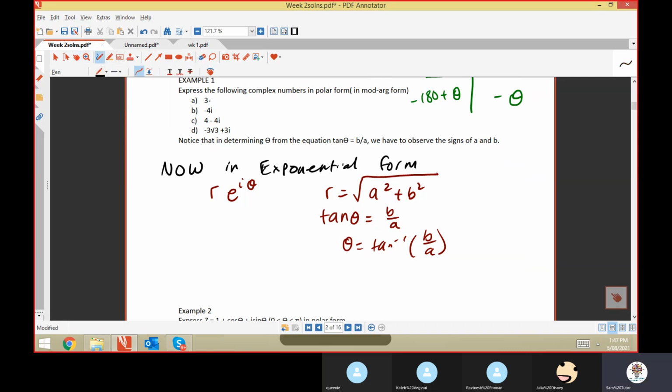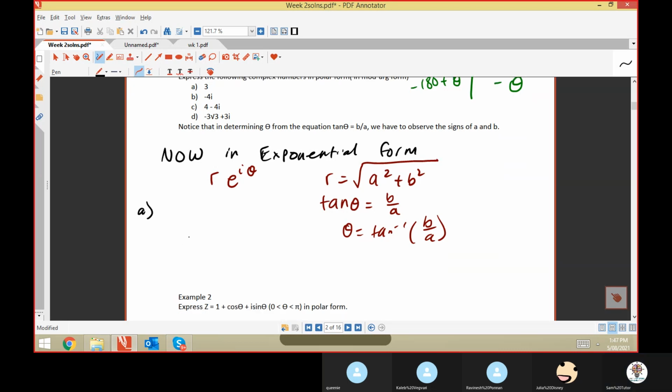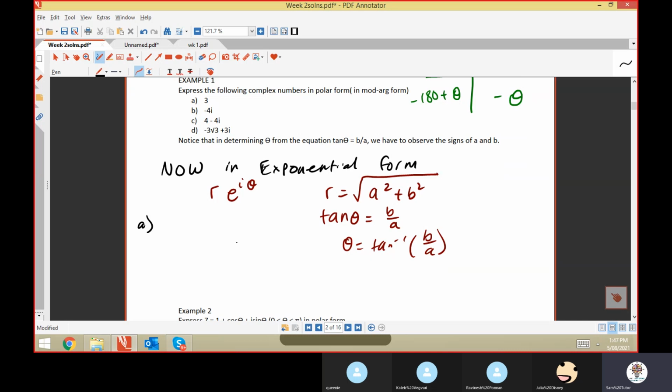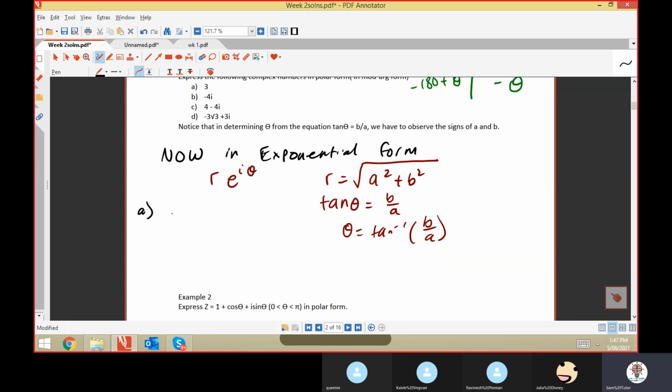Enough talking. Example 1, A. A, 3. All right, where does Z equal to 3? Z equals 3 is somewhere here. Does anyone know what R equals straight away when they see a question like that? If it's just here, what's your distance? 3. Yep. What does theta equal to? 0. It hasn't moved up at all.